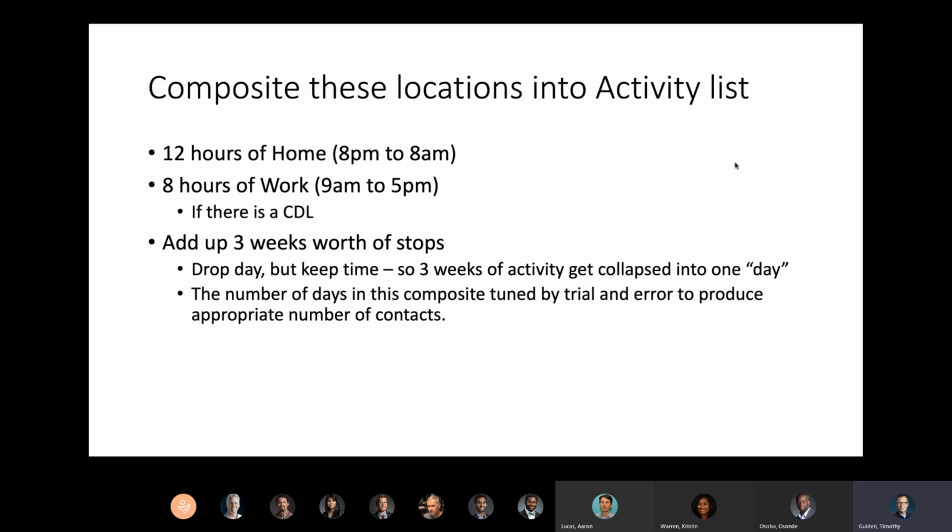But these contacts are, of course, much more realistic because they're based on actual movement data. It takes about 3 weeks of activity to get a full day's worth of activity. We run the contact network, see how many contacts we get, and adjust, and keep doing that until we come up with something that's about right.